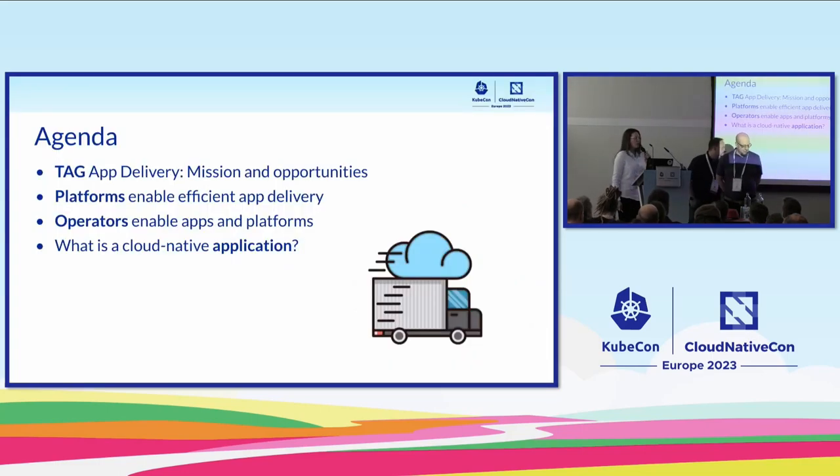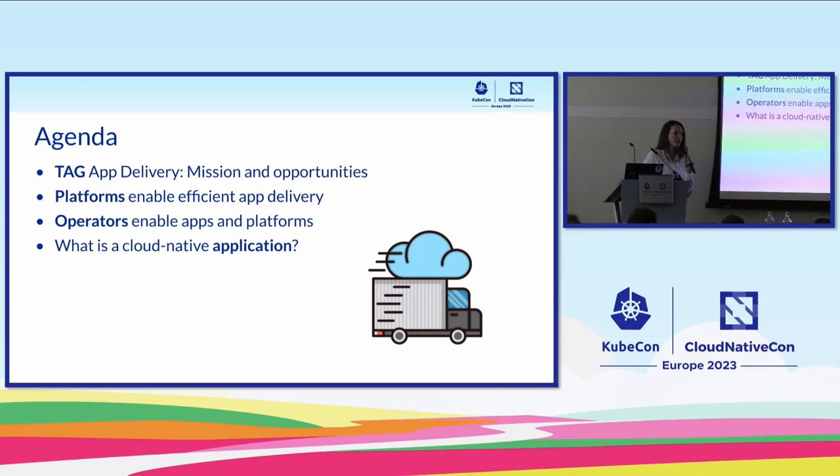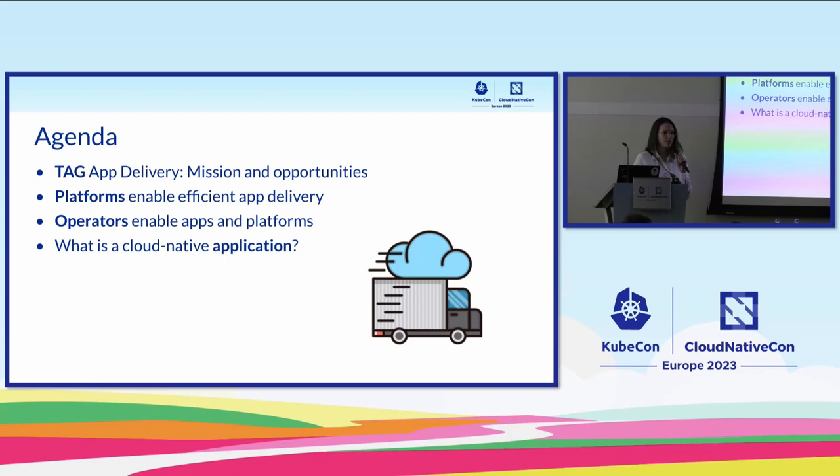Just a quick run through of the agenda, already mentioned by Josh, but we are going to just talk a little bit about our TAG, the mission, and a few updates. Josh is going to go through the platforms, the work with the platforms white paper. I'm going to go through a bit about operators and some of the changes in the landscape in the last couple of years. And we will end with Thomas talking about what is a cloud native application and trying to define that.